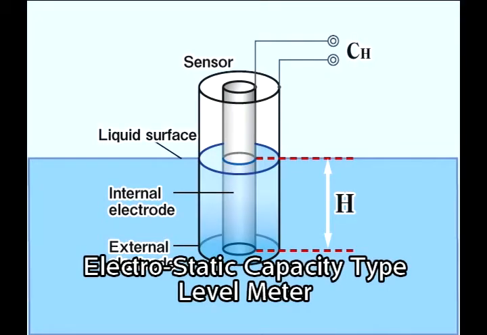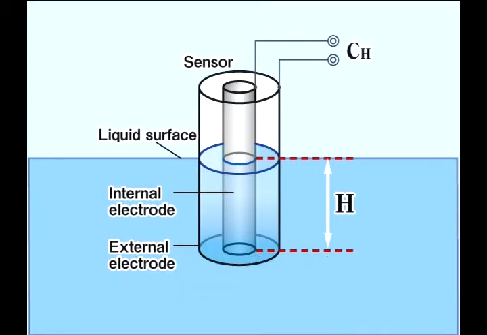High accuracy makes the electrostatic capacity type level meter the most commonly used LNG tank level meter. This level meter can be regarded as a type of capacitor because two cylindrical electrodes are installed in the tank. The liquid's level is determined by measuring the capacitance between the two cylindrical electrodes.